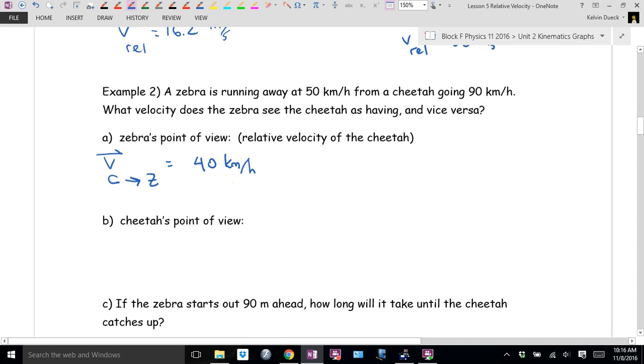Now I want to decide, is it positive or negative? So I imagine I'm the zebra. If I had a rear view mirror, I would see the face, the headlights, the front end of the cheetah getting closer and closer. I think relative to the zebra, the cheetah is moving forward.